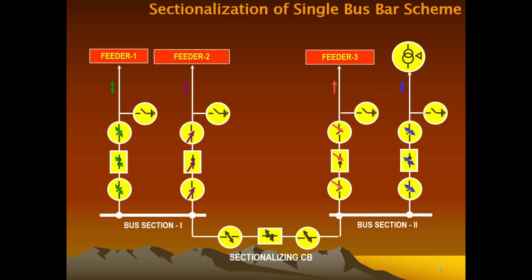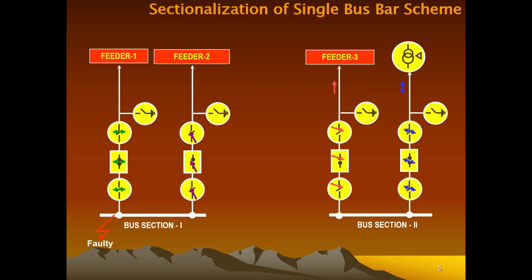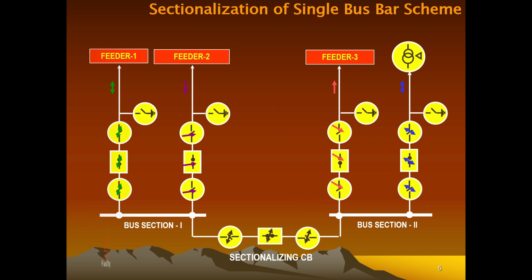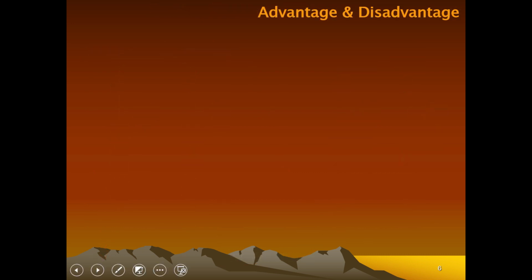And in case there is a fault, now your sectionalizer will trip and only one part of the system will remain in service and the remaining part will be out of service. So now there is a fault on this system. So this feeder 1, feeder 2 and this sectionalizer will be out of service and the power through these two will keep on happening. Now the advantages and disadvantages.